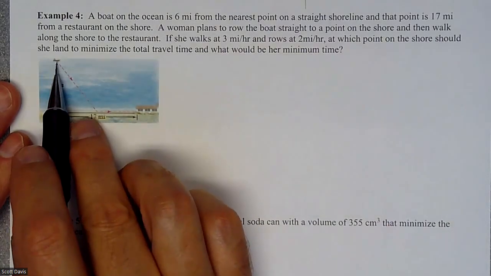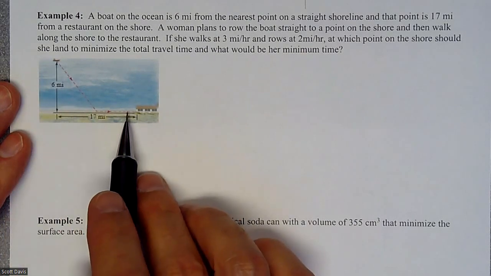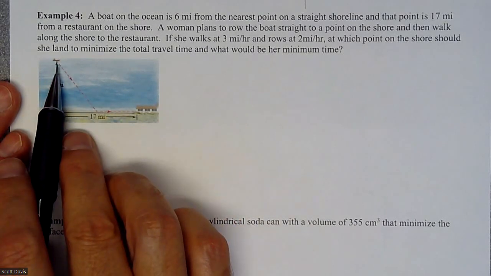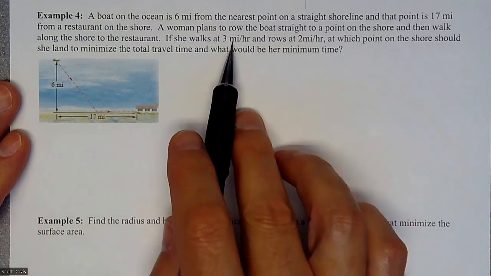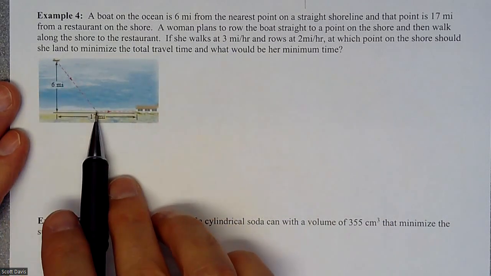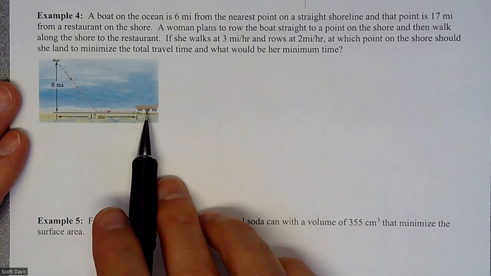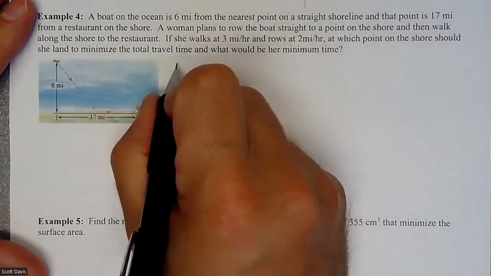So she could go straight across and then walk the whole thing, but that's going to be the farthest distance. The shortest distance is going to be just rowing straight across. However, you row slower than you walk. So there's some sort of a combination that she's going to want to do, right? So take some sort of an angle and then walk the rest is going to be her best option. So we're trying to figure out how to minimize her time, right? That's our goal.